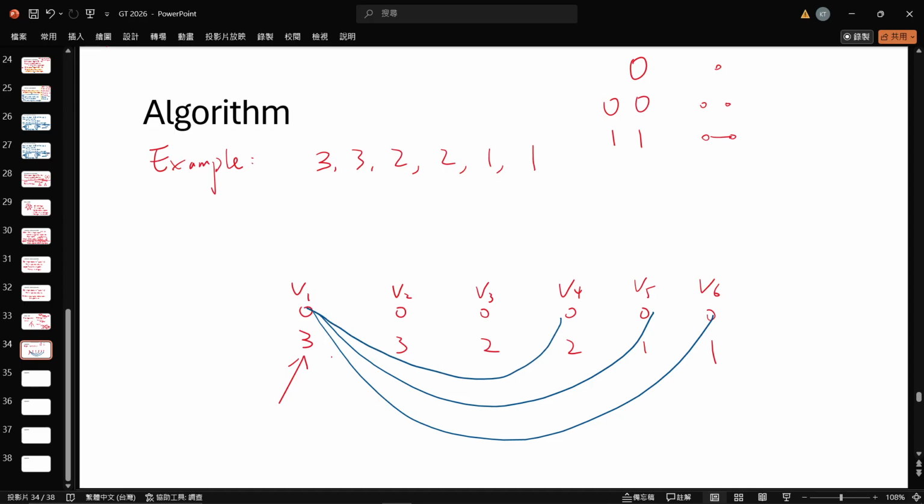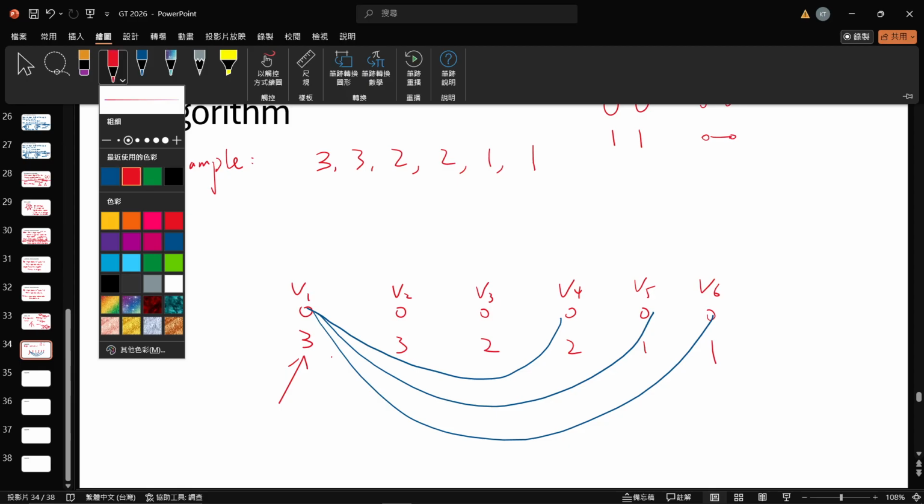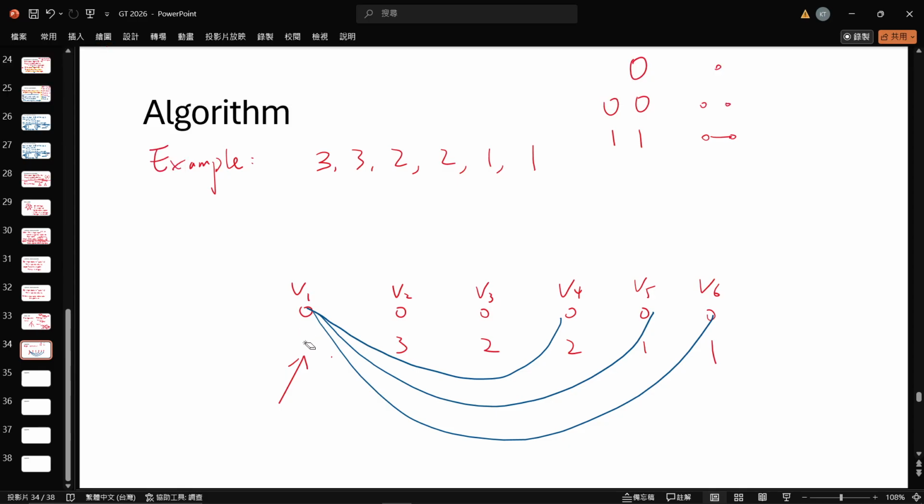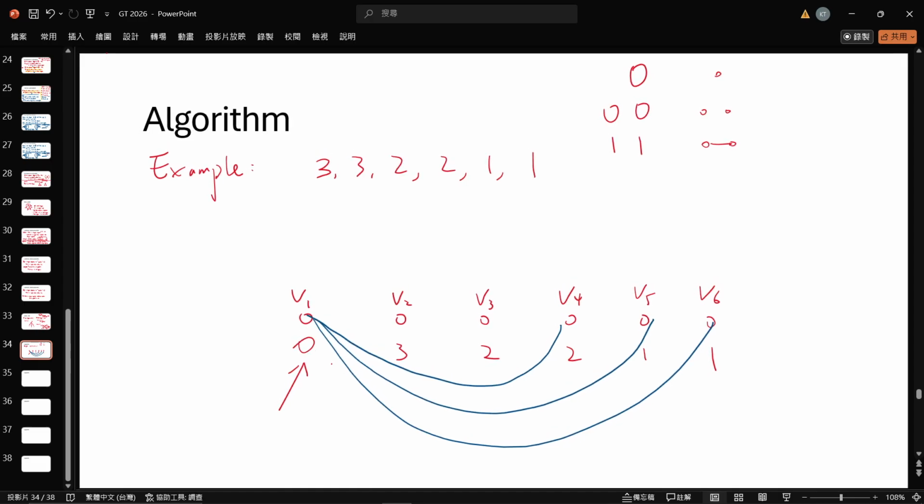Okay. So we just find 3 random or arbitrary vertices to be the neighbors of V1. And because the remaining number here is 3, we have to find 3 arbitrary vertices. Now after we've decided V4, V5, V6 are neighbors of V1, we have to update the numbers here. So we no longer need to consider V1 because we've already added 3 edges.